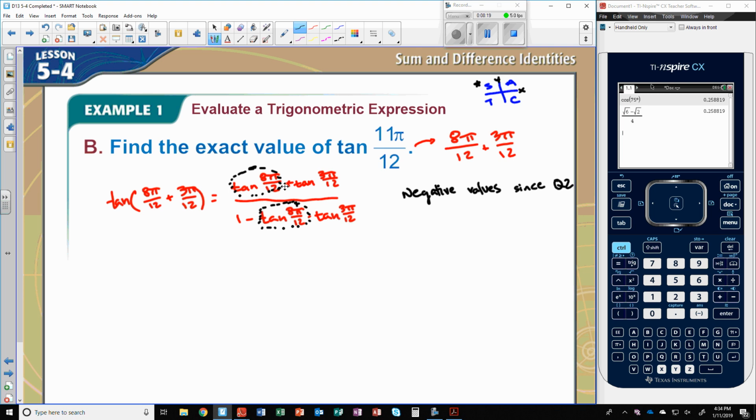All right, so let's reduce these. Pi over 12. This reduces to become, let's think about this. I didn't even reduce this. This is going to be tangent 8 pi over 12. 4 goes into both, so that's 2 pi over 3 plus tangent. This one simplifies to become pi over 4. It would have been quicker if I did this the first time. All over 1 minus tangent of 2 pi over 3 times tangent of pi over 4.